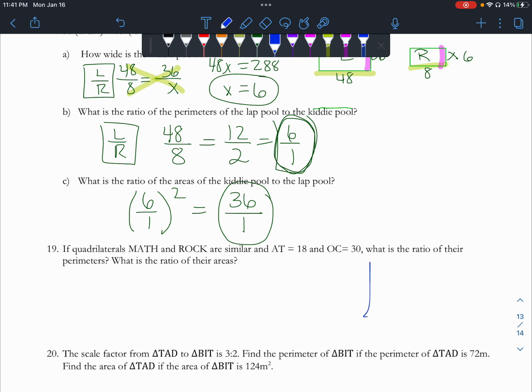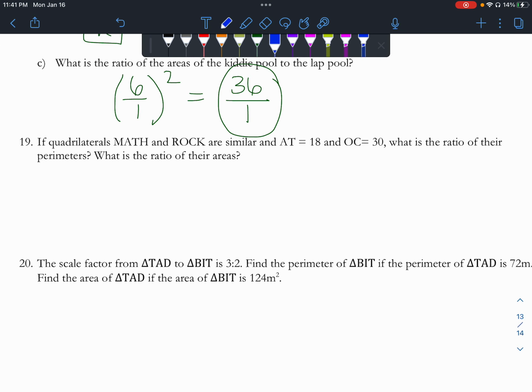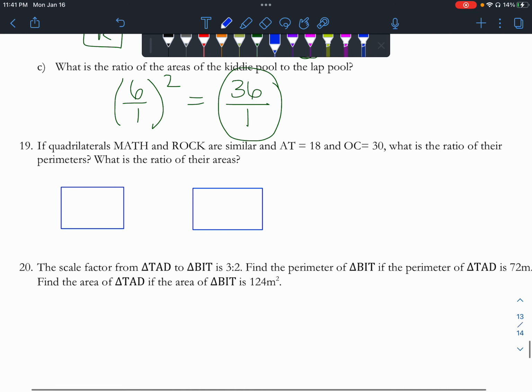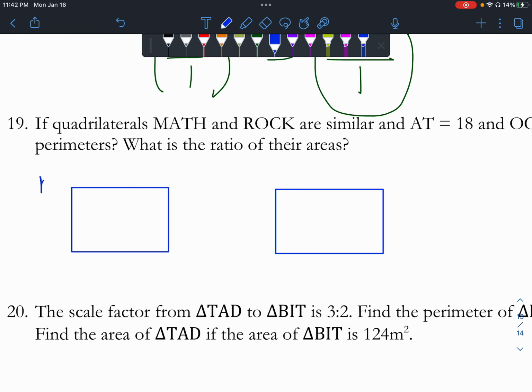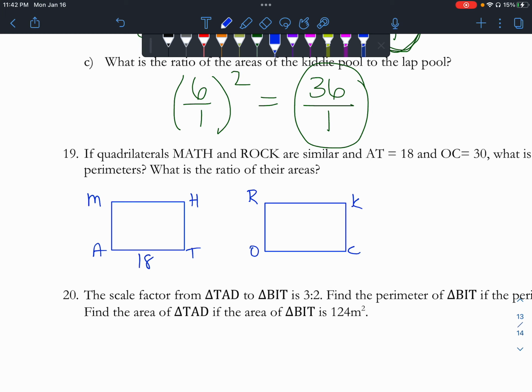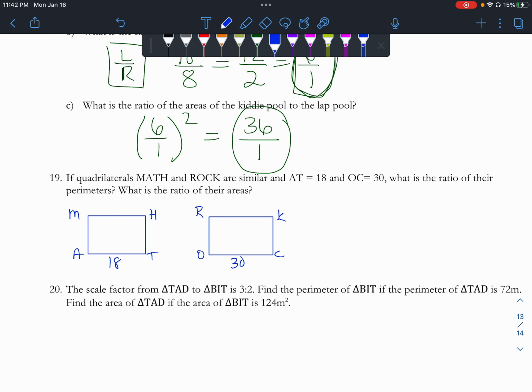Last two. That's good news. Quadrilateral math and rock. Again, I don't care what quadrilateral you use. If I don't tell you which one to use, just draw something that's easy for you to look at. Label them in the same exact order that you guys thought. This is so hard. N-A-T-H. If I do it that way, I have to label the second one in a very similar manner, following the same pattern. They then tell me AT is 18, OC is 30. What is the ratio of their perimeters and what is the ratio of their areas?